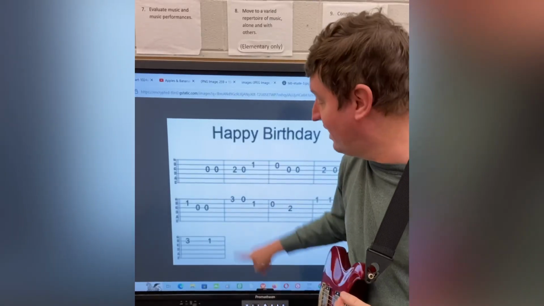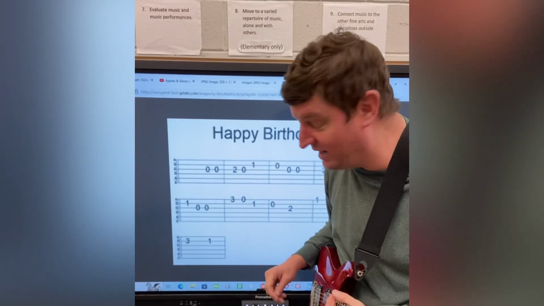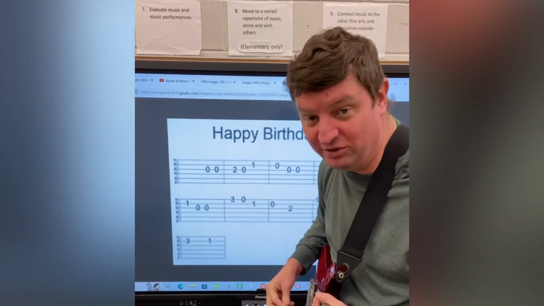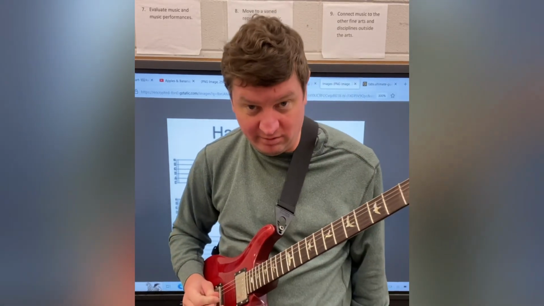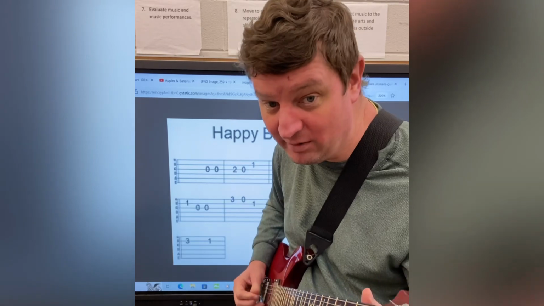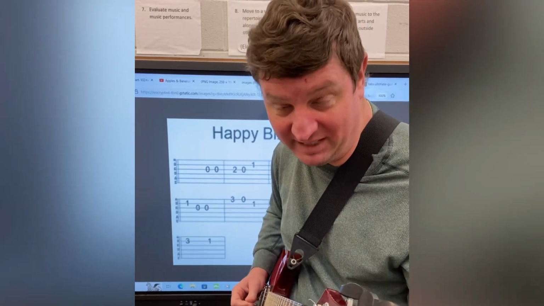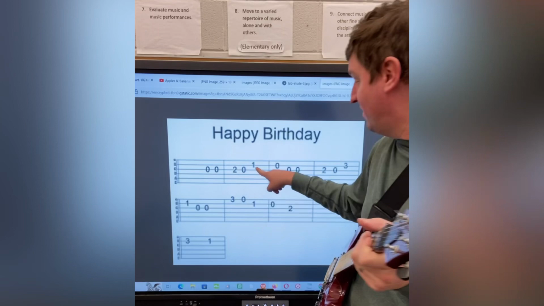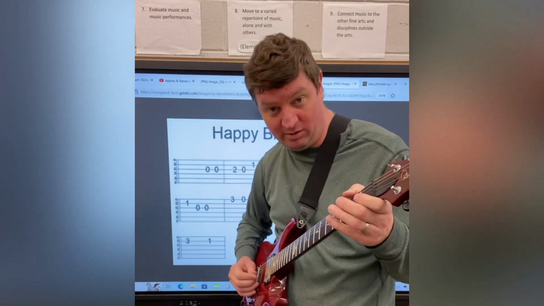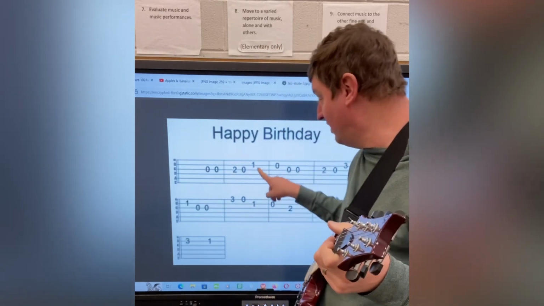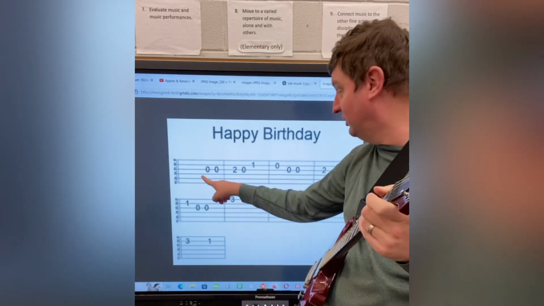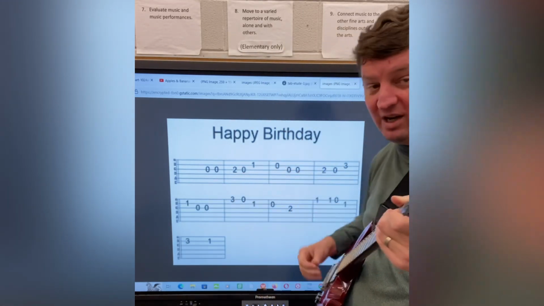Let's check out Happy Birthday. We got 0, 0 on the G string. If you're going from the highest string, high E, B, G. 2 zeros on the G string. 2nd fret G string. And then back to 0 on that G string. And then 1 on the B string. So all this is G string. And then 1, 0 on the B string. So 4 notes on this G string, 2 notes on this B string.